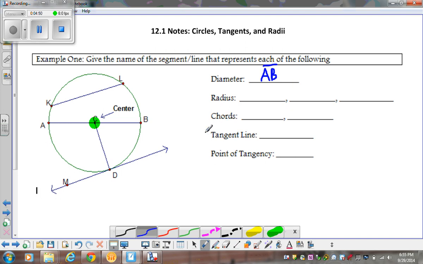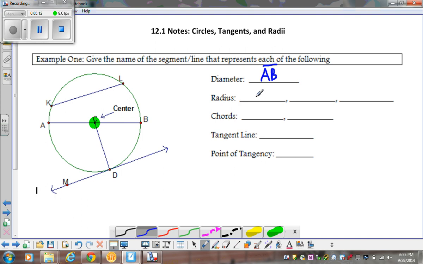All right, so that's a diameter. So it's, again, a special type of chord, so segment AB, that goes through the center point. So it's chord or diameter AB. Now, a radius actually is part of a diameter. Some of you may know what a radius is. A radius is going to start from the center point and go to any other point on my circle.